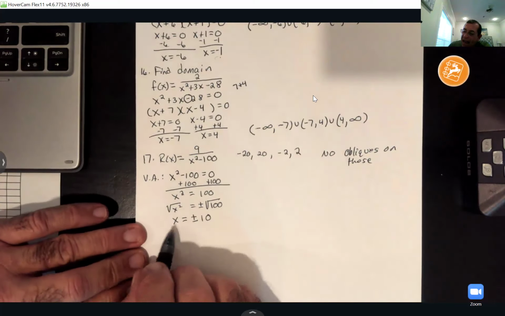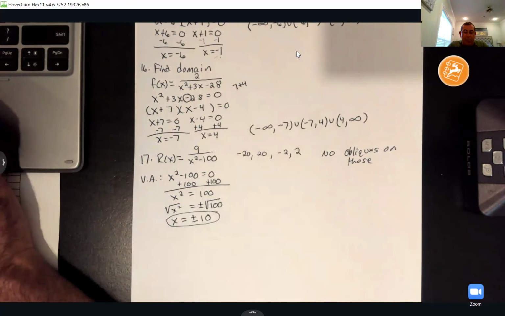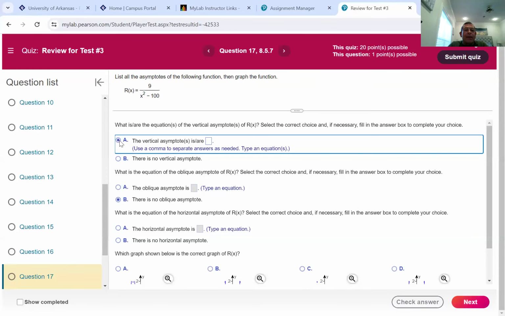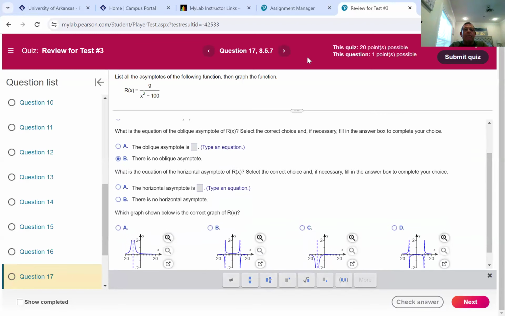Now, you got to write it as an equation in MATLAB. So let me go show you how you would write in your vertical real quick. See, they don't have the x's there, and it says right here, type an equation. So you're going to do x equals 10 comma x equals negative 10. Okay. Now there's no oblique, so now we're going to go get our horizontal asymptote. So let me go back to the page.